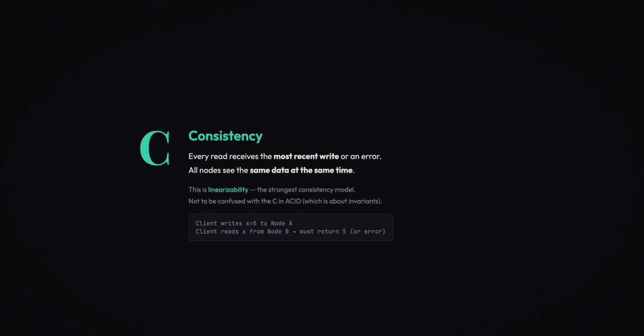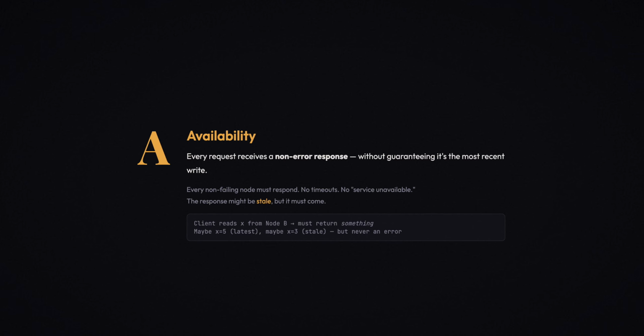A is for availability. This means every request to a non-failing node receives a non-error response. Notice what this doesn't say. It doesn't say the response is correct or up to date. It just says you get a response. No timeouts, no service unavailable, no hanging connections. If a node is up, it responds. The response might be stale. Node B might return x equals 3 when the latest value is 5, but it has to return something.